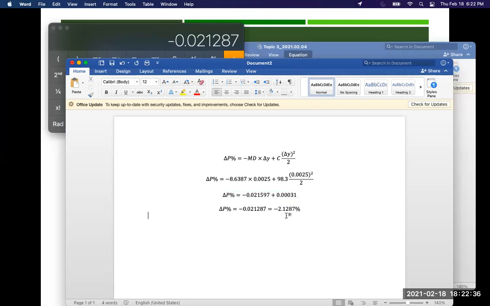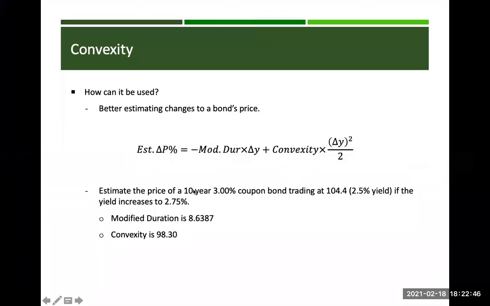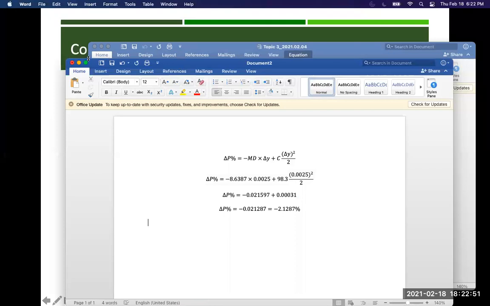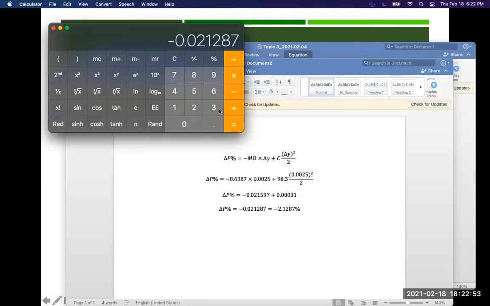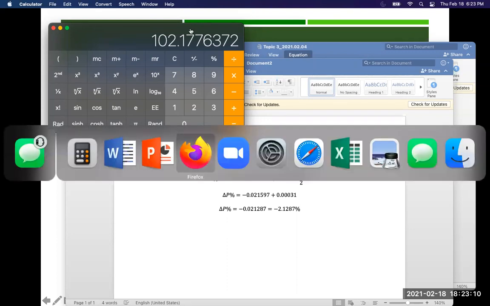So, what's the price? Let's see, where was the 104.4? Okay. Plus 1 times 104.4, 102.178. See how we did.